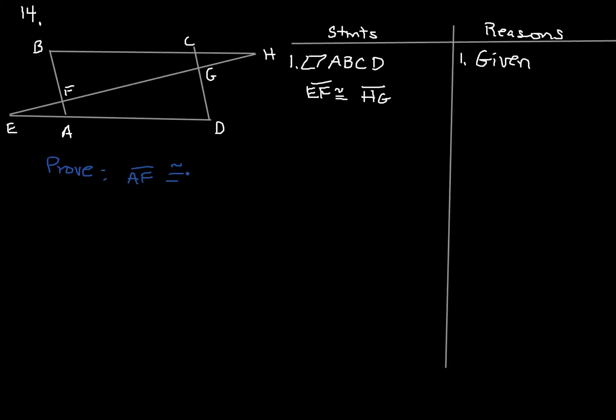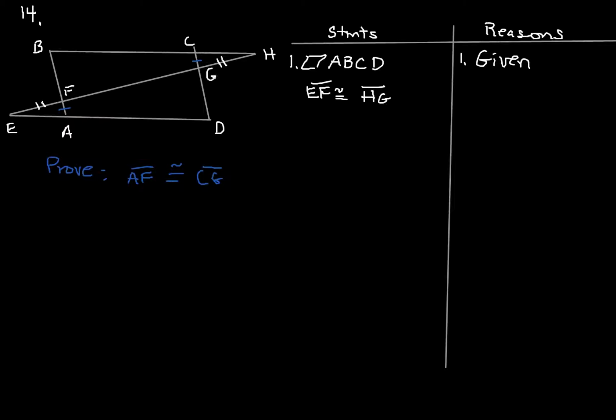So we are given that we have parallelogram ABCD and that EF is congruent to HG. So those are the two things we're given. We are supposed to prove that AF is congruent to CG. So let's mark what we're supposed to prove: AF, CG. And we are given that EF, so mark your diagrams in first, EF is congruent to HG.